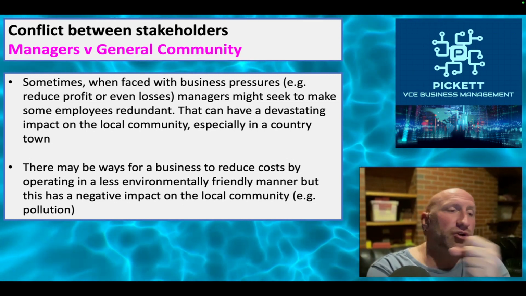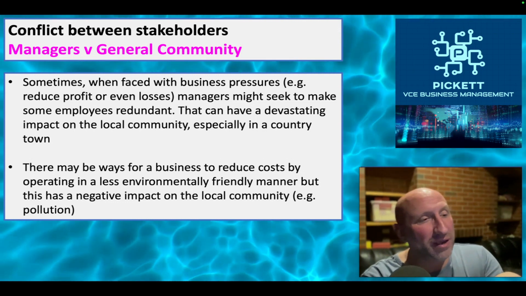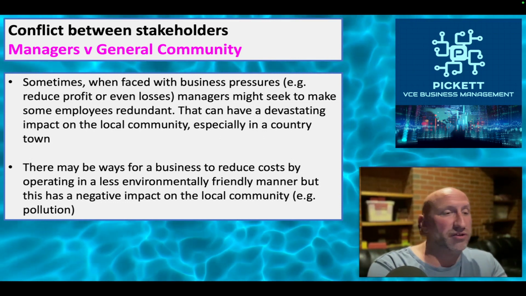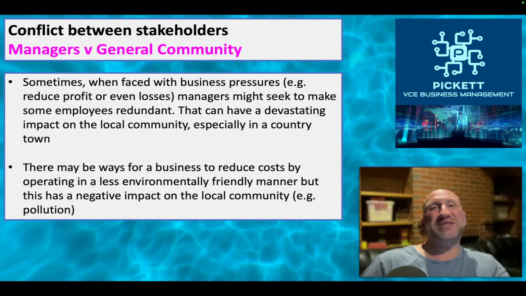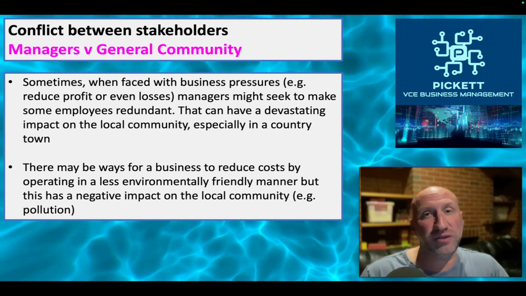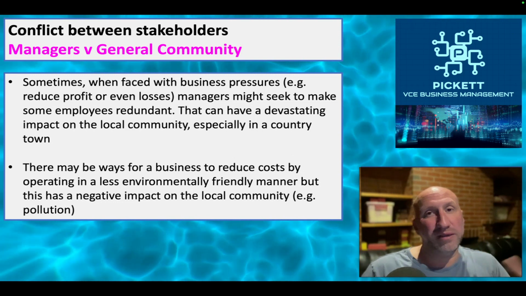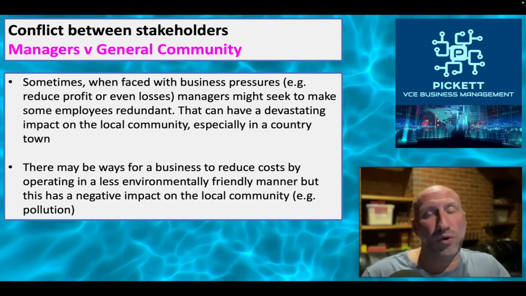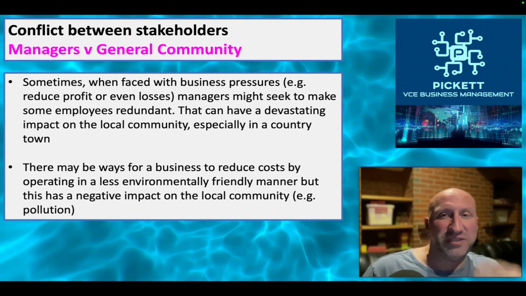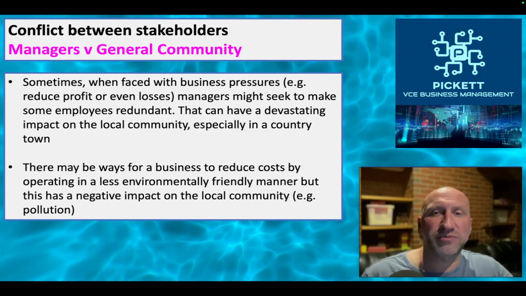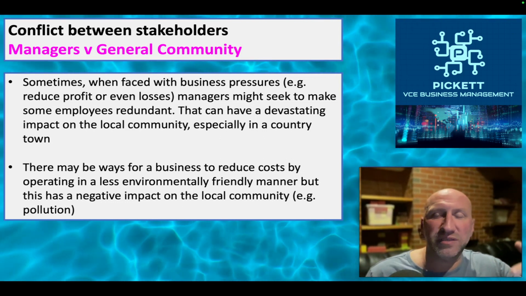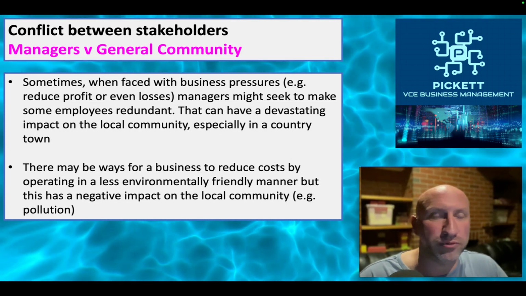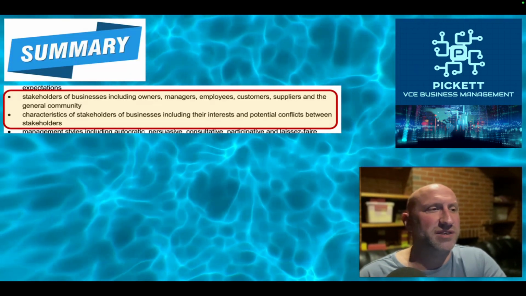There might be ways for a business to reduce costs by operating in a less environmentally friendly manner, but that might have a negative impact on the local community. So, for example, pollution. A business is trying to reduce its cost of operation, and one way to do that might be to produce some pollution. That is not what the local community wants. So again, this stakeholder interest in reducing costs and making more money on the part of the business completely conflicts with the needs of the community to not have their environment polluted. Okay, so hopefully all that makes some sense to you.